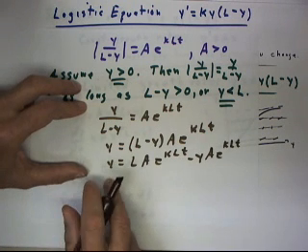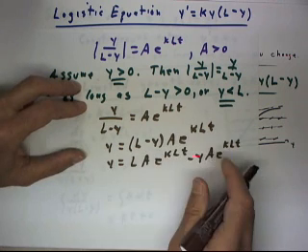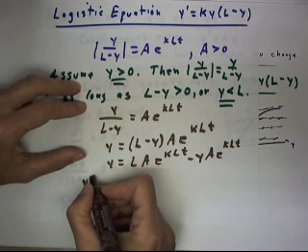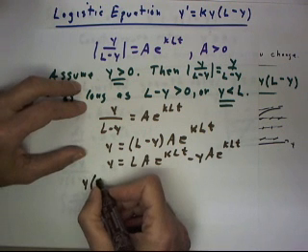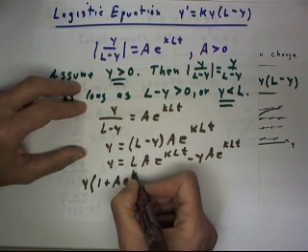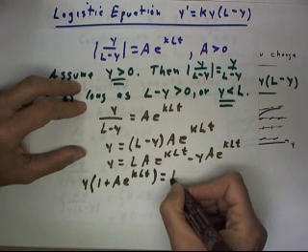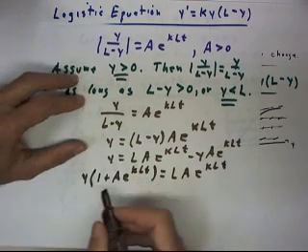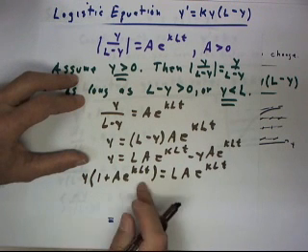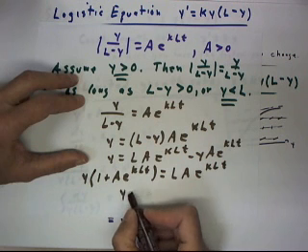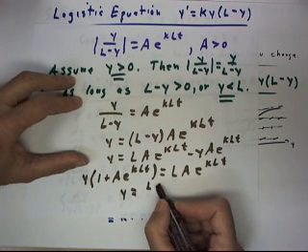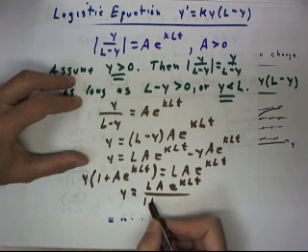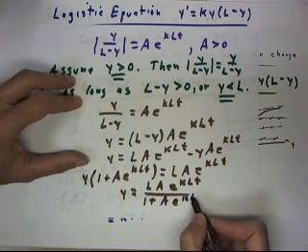Now we got a y term here and a y term here. We're going to add this to both sides and then factor, and we're going to end up on this side with y times the quantity 1 plus a e to the KLT equals L a e to the KLT. We divide both sides by this coefficient of y, and we get our final solution for y, which is just y equals L a e to the KLT divided by 1 plus a e to the KLT.